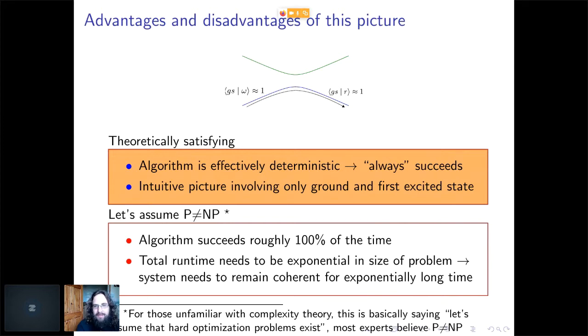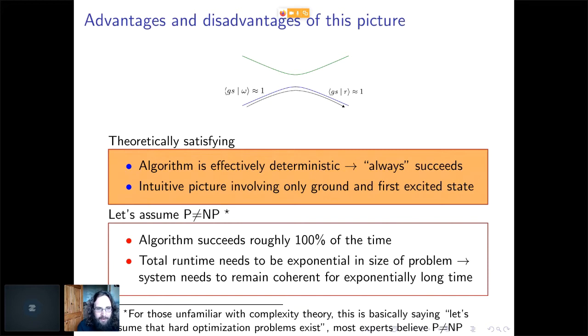And it has a nice intuitive picture involving only the ground and first excited state. This is also nice because for certain kinds of symmetric problems where you only have a single avoided crossing and you can figure out what the structure is, you can actually do a lot of mathematics around that. So it's nice for theory. It really, really is.